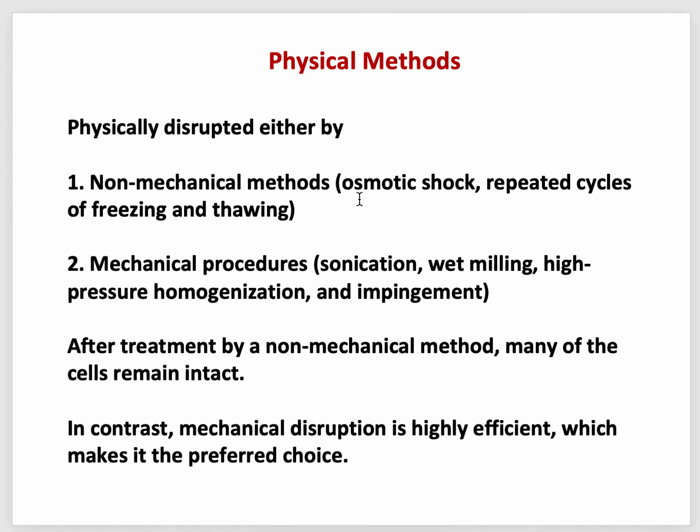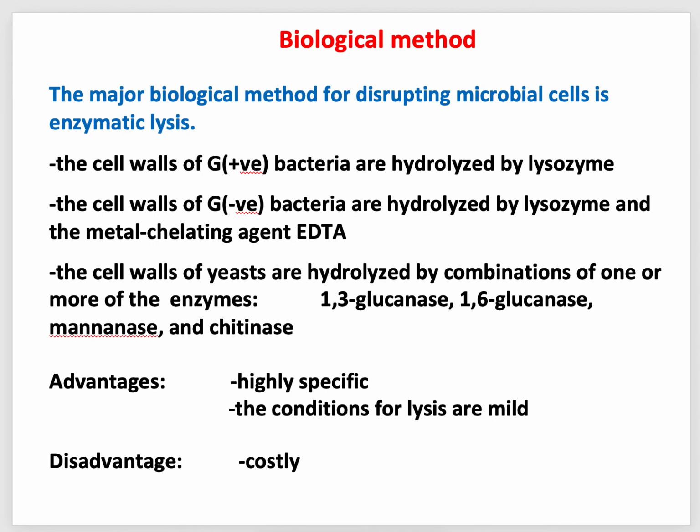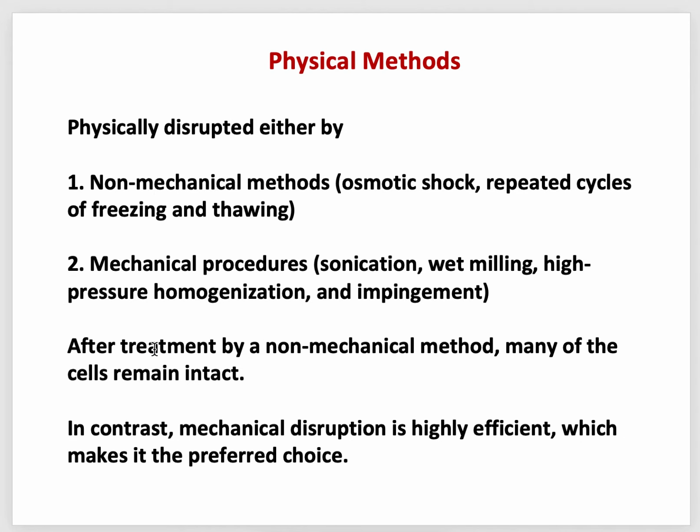So now, we learned about the chemical methods, biological methods, and physical methods of disrupting the cells. I think in this slide there is some terminology which we may not be familiar with. We know what osmotic shock is, we know what sonication is, but wet milling, high pressure homogenization, and impingement, some of us may not be that familiar with. So in the next few slides I'll talk about these mechanical processes of cell disruption.